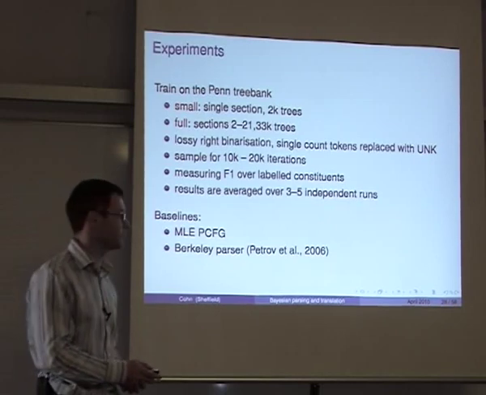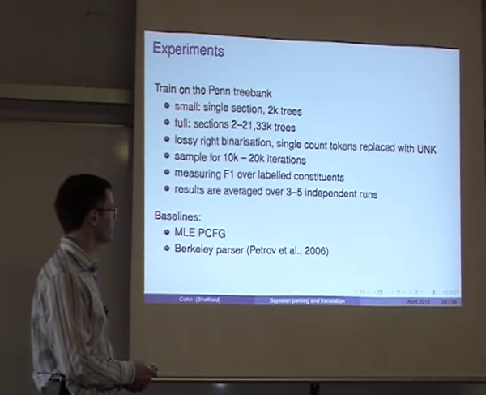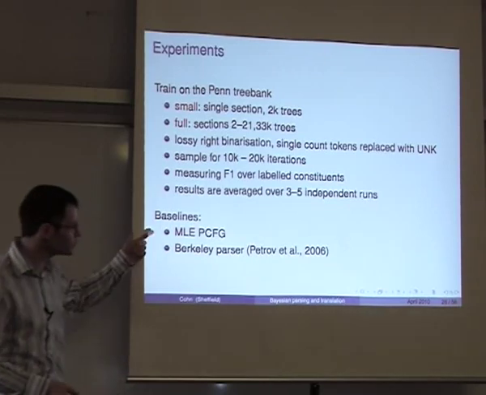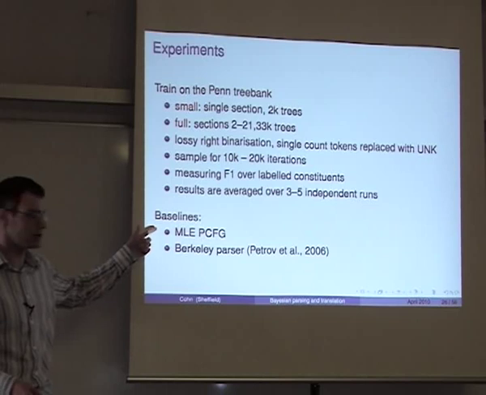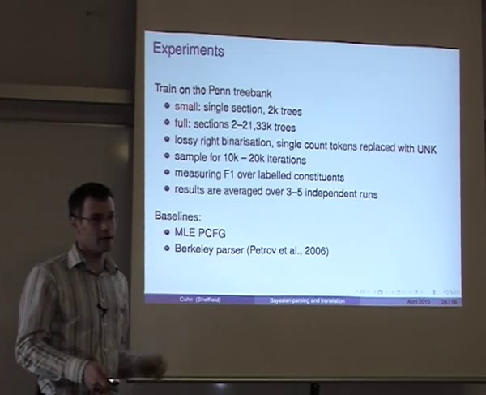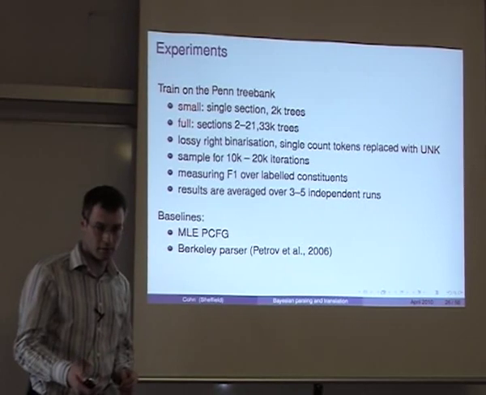This is a standard evaluation metric in statistical parsing. Then we average the results over 3 runs. Now we have 2 baselines: a maximum likelihood CFG, and also the Berkeley parser, which is a state-of-the-art unlexicalized parser. It does very well.